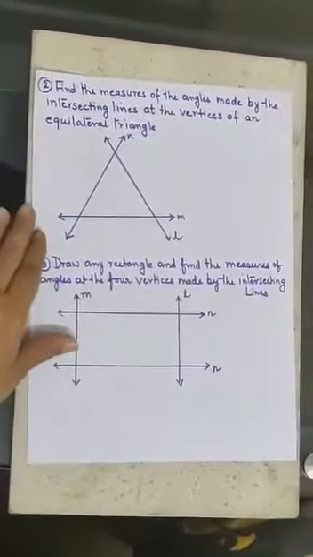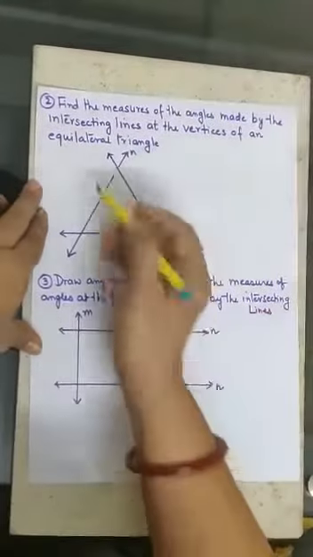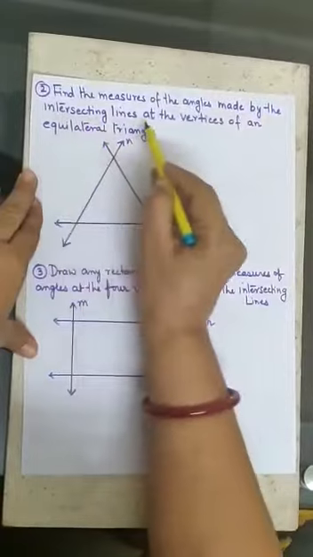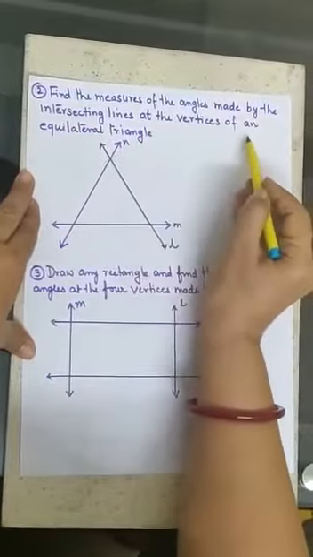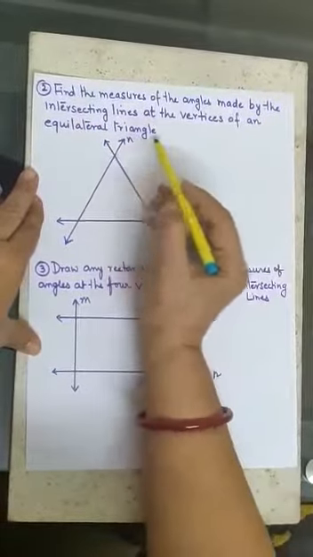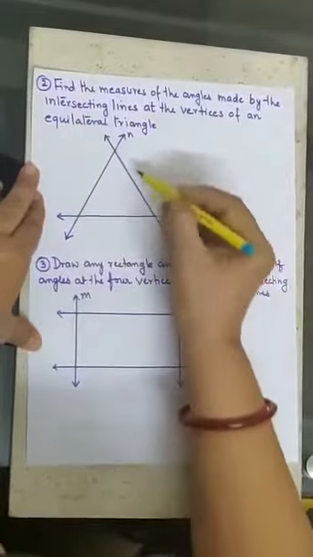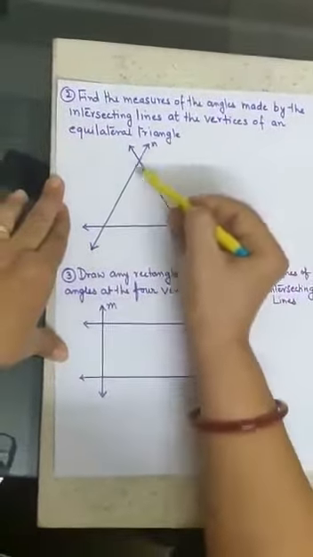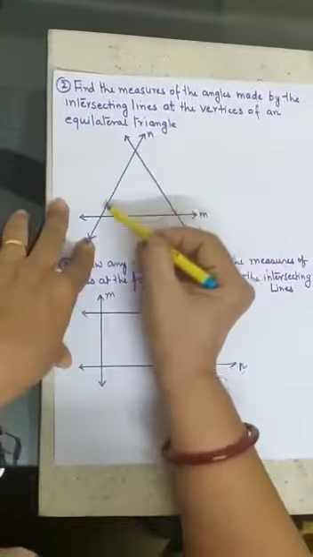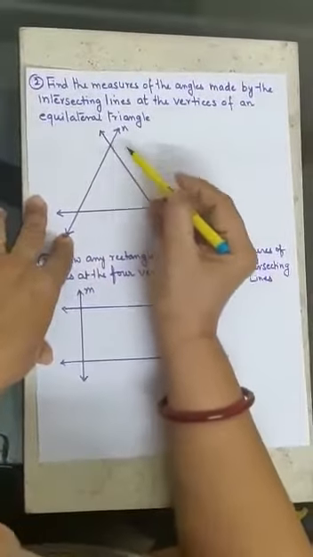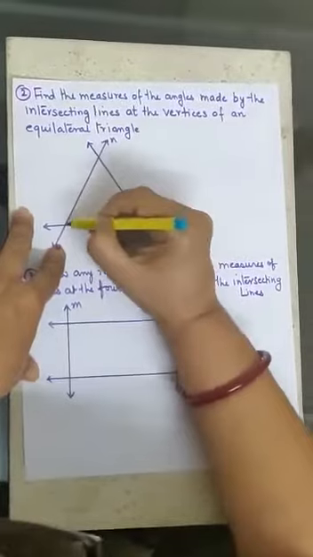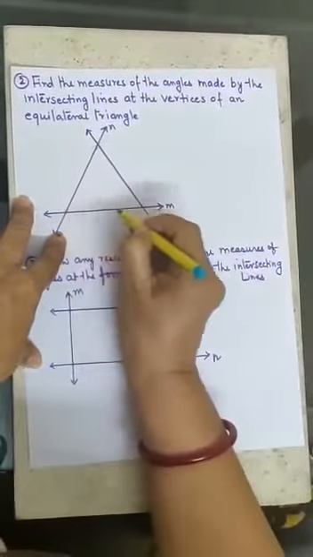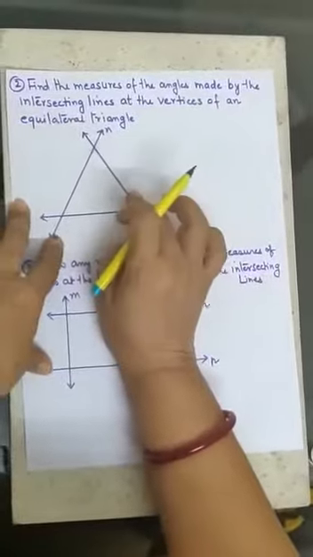Now coming to question number 2. Find the measures of the angles made by the intersecting lines at the vertices of an equilateral triangle. Now, see, I have these 3 lines L, M and N, and I have formed an equilateral triangle. What is the equilateral triangle? Length of the 3 sides are equal. So this is an equilateral triangle.